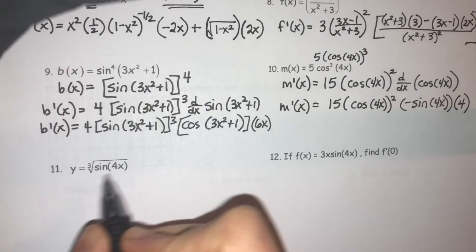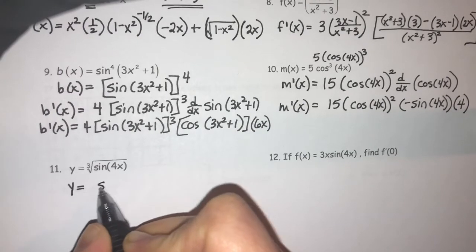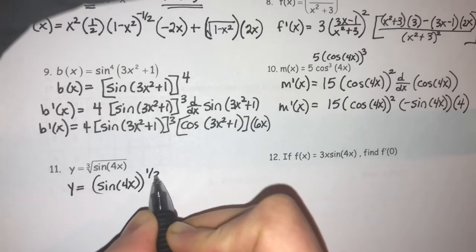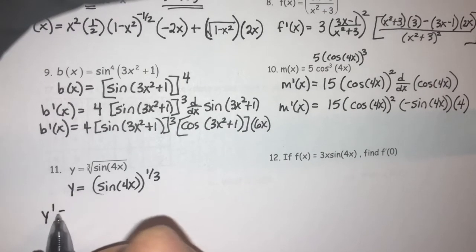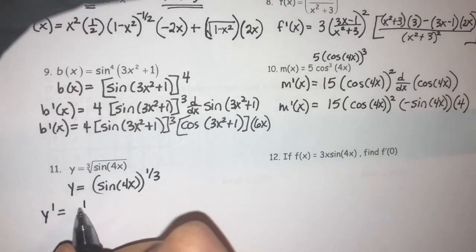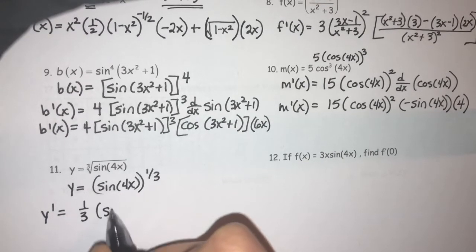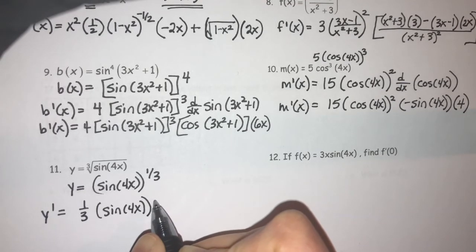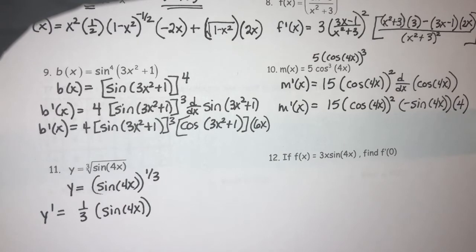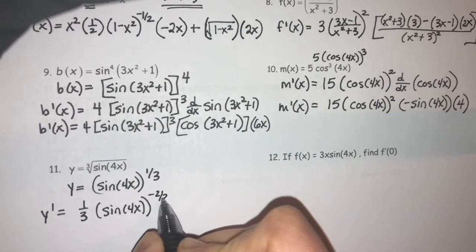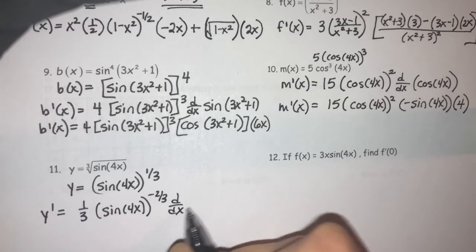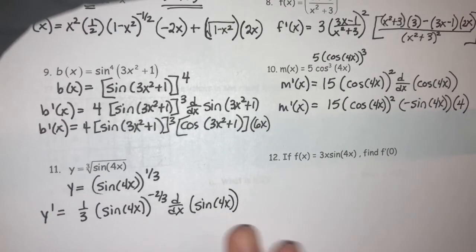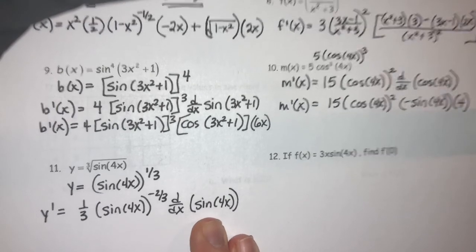Here we have a cube root, so I want to think of this as the sine of 4x raised to the power of 1/3. So y prime will equal, the 1/3 comes down in front. I'm going to copy the inside function. I'm going to subtract 1 from the power, so 1/3 minus 1 is negative 2/3. And then I'm going to multiply by the derivative of the inside function, sine of 4x, which again is a composition of functions and will require the chain rule for that.